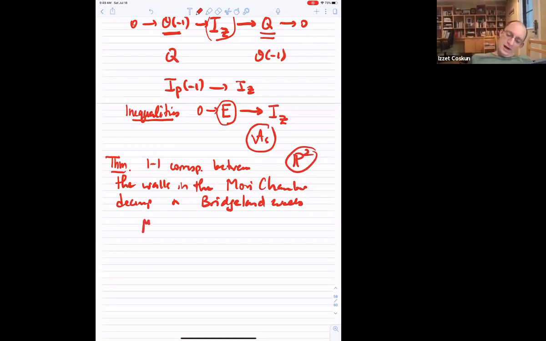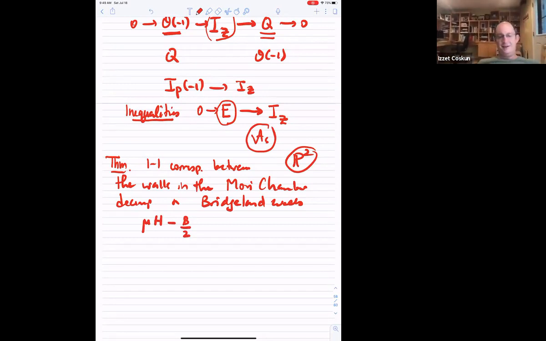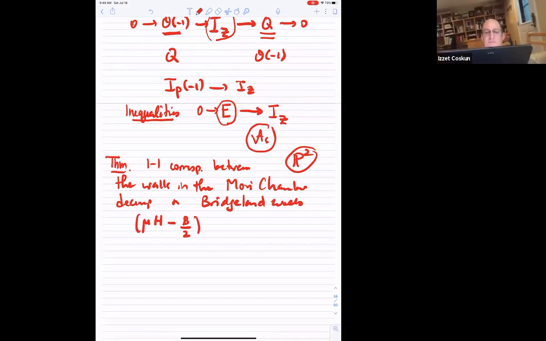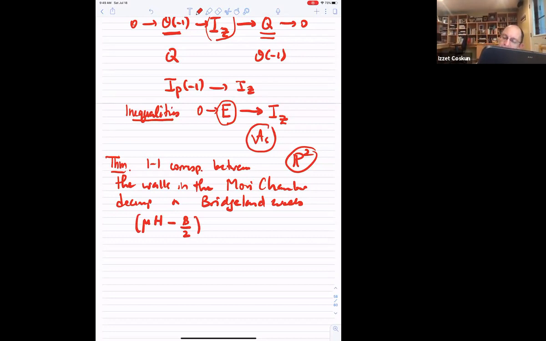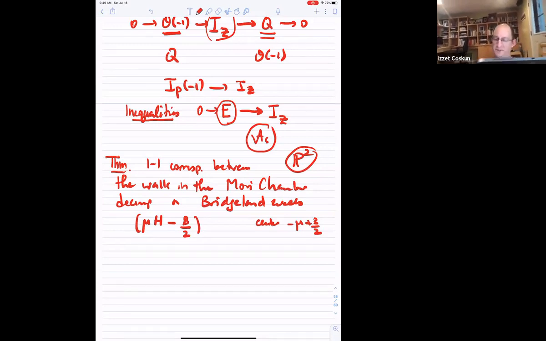Whenever you have mu h minus b over 2, so let's see, how does that work? Whenever you have a ray spanned by mu h minus b over 2, then I believe the center of the wall is mu minus 3/2, or minus mu plus 3/2, something like this. Okay, so there's a very explicit, very simple correspondence between them.